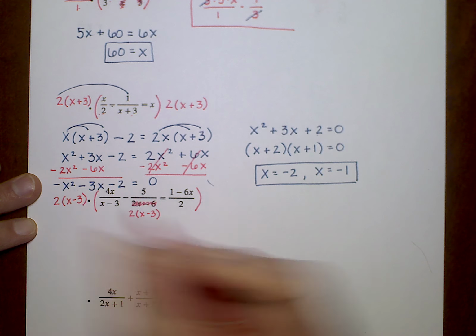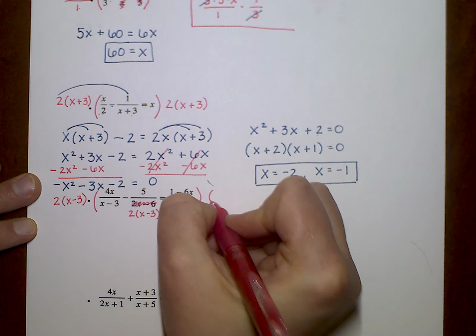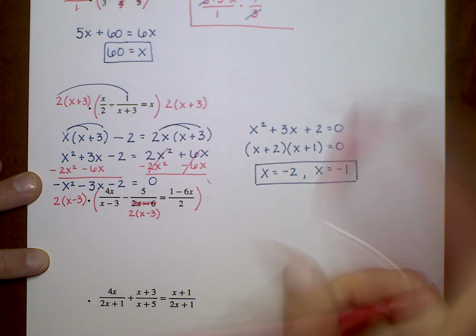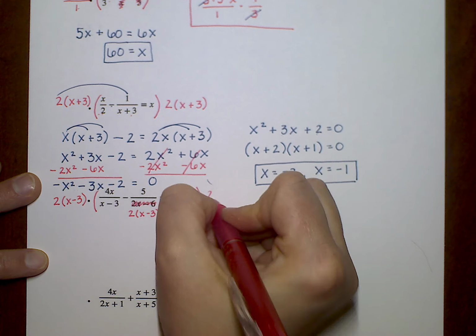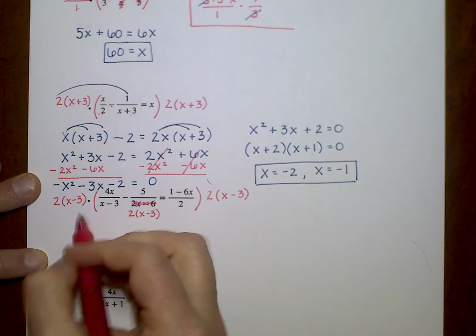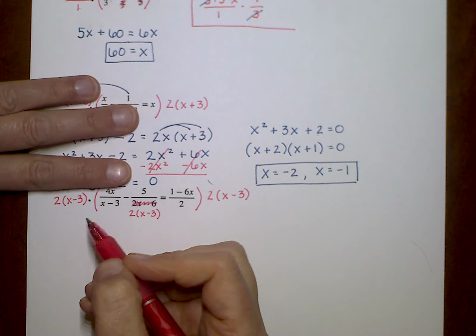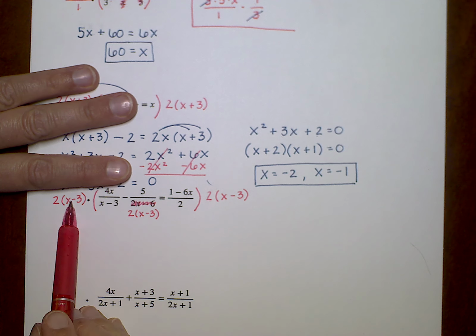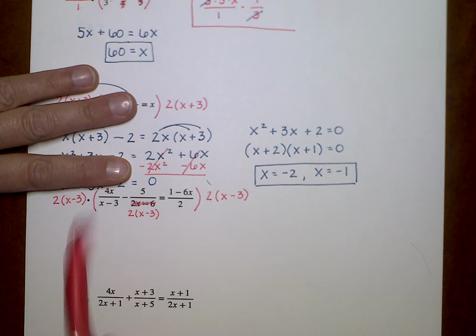This might be a good time, by the way, to pause the video and see if you can work through this example and get the same answer I do. So 2 and x minus 3, I'll just keep going. So when I multiply, try to ignore this here for a second. This first fraction, my x minus 3s are going to cancel. This x minus 3 and this x minus 3 will cancel.